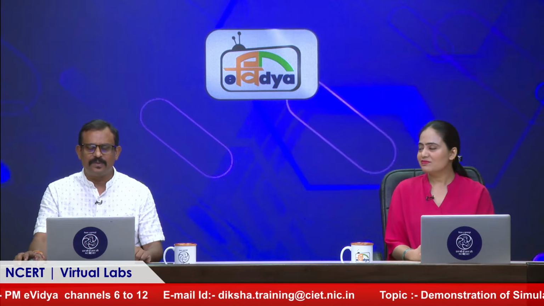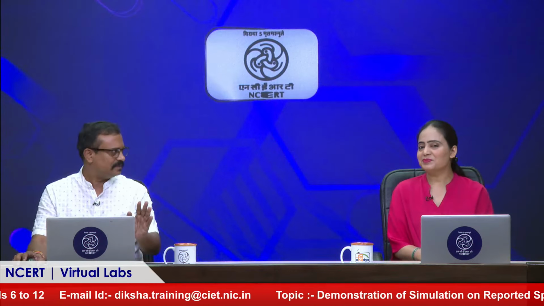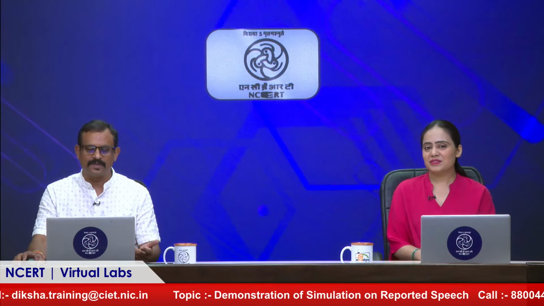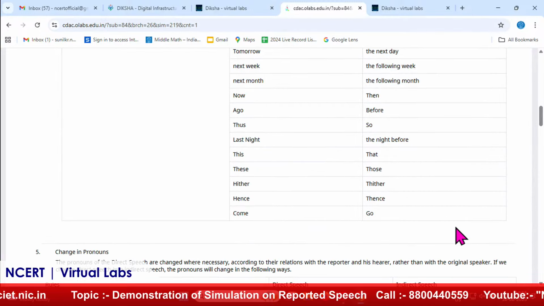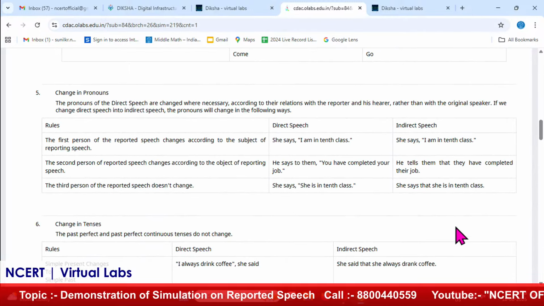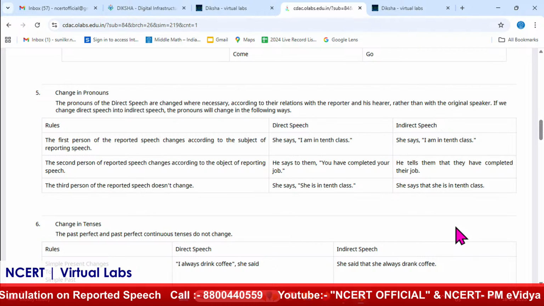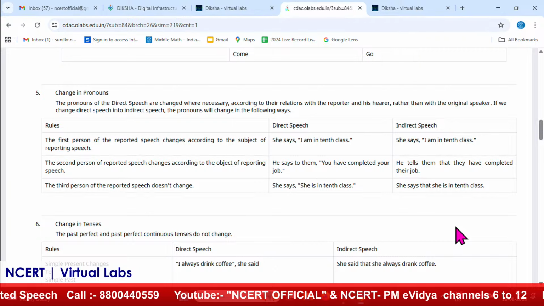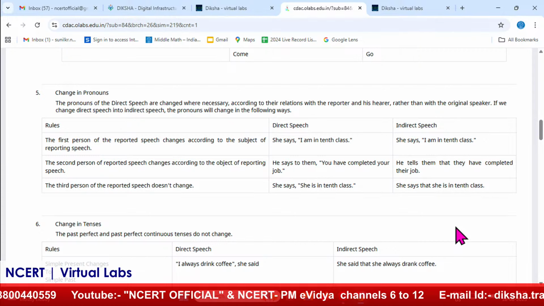Once you understand the concept, mostly about the past, that what has happened is distant, you just need to replace the words of distance. These becomes those, hither becomes thither, hence becomes thence, come becomes go. And change in pronouns. The pronouns will also agree with the first subject. She says, "I am in 10th class." She says that she is in 10th class, exactly.